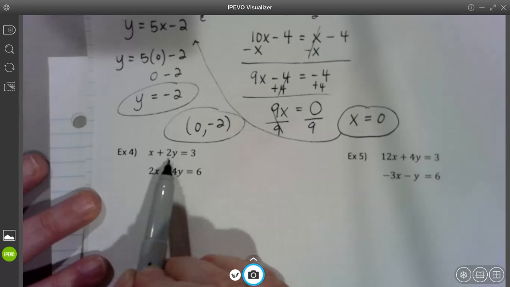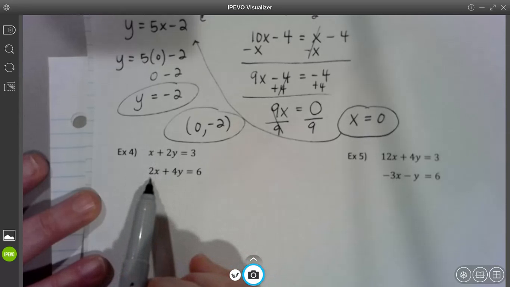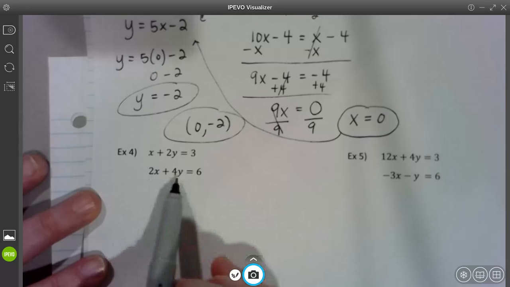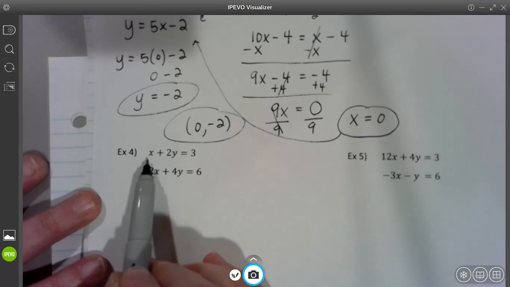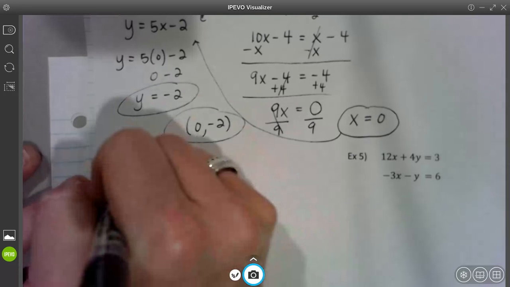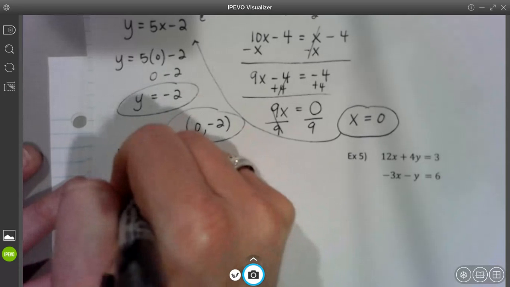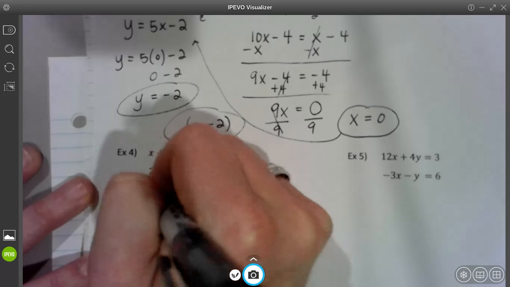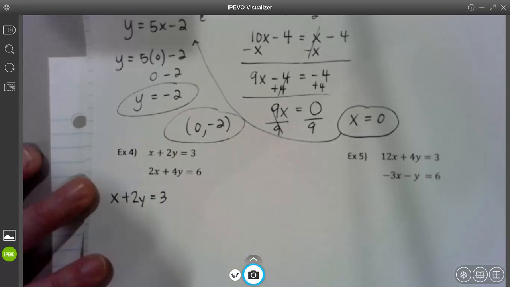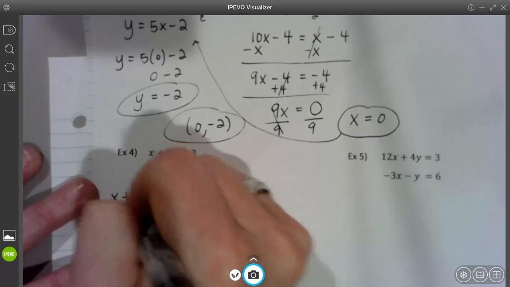Y has a +2. I ain't doing him. X has a +2. I'm not solving for that X. Y has a +4 in front. I ain't solving for that Y. So it looks like this X is our best option. So let's take it. So let's take x plus 2y equals 3, and let's get x by itself. Let's minus those 2y's away.